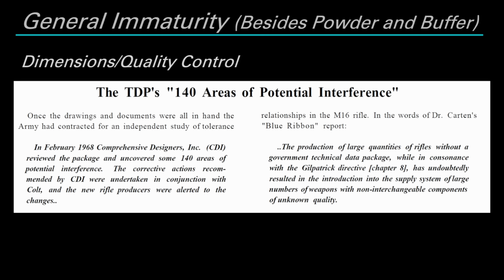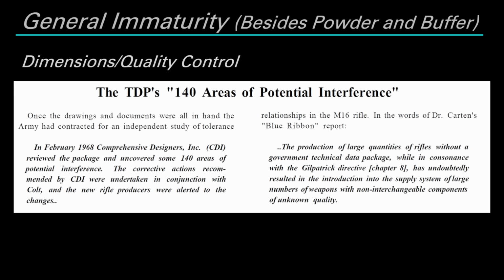Because the Army hadn't had access to Colt's drawings up to this point, and because Colt hadn't actually gone through and done a very serious interference check themselves, it was impossible for the Army to be sure of the actual state and situation of the 500,000 rifles that were already out there.